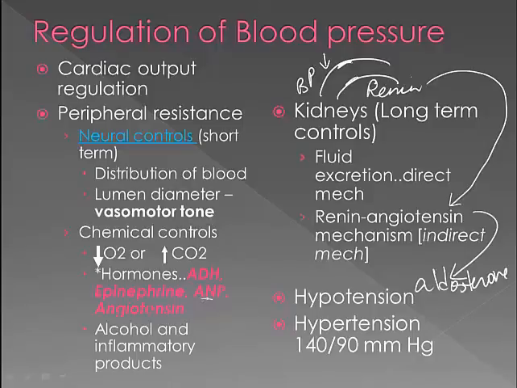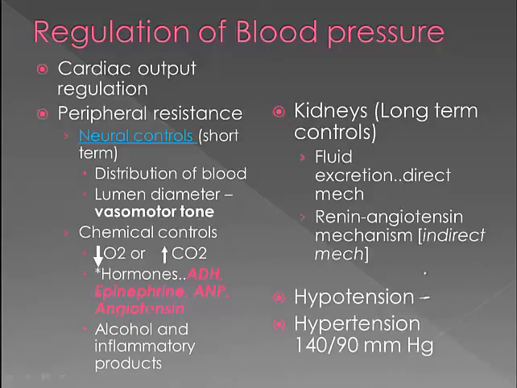Aldosterone acts exactly opposite to ANP. What it does is it causes reabsorption of sodium and hence water. So when it does that, it will increase your blood volume, which automatically will increase your blood pressure. So that's the indirect mechanism. If your blood pressure is high, then the renin-angiotensin mechanism doesn't work, and ANP will be produced and sodium and water will be pushed out of the body.